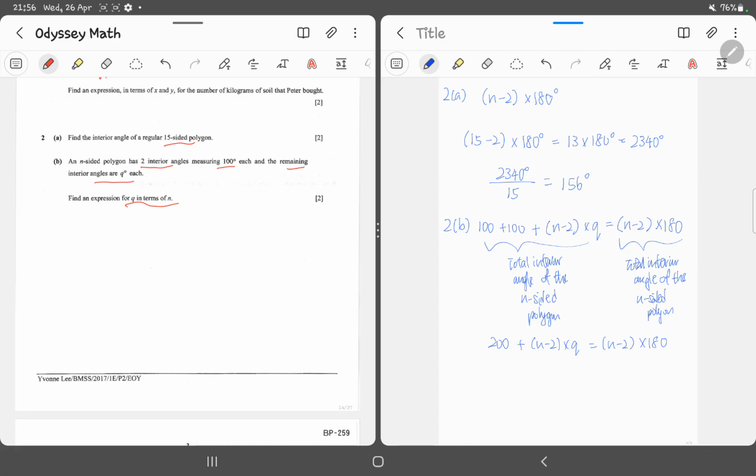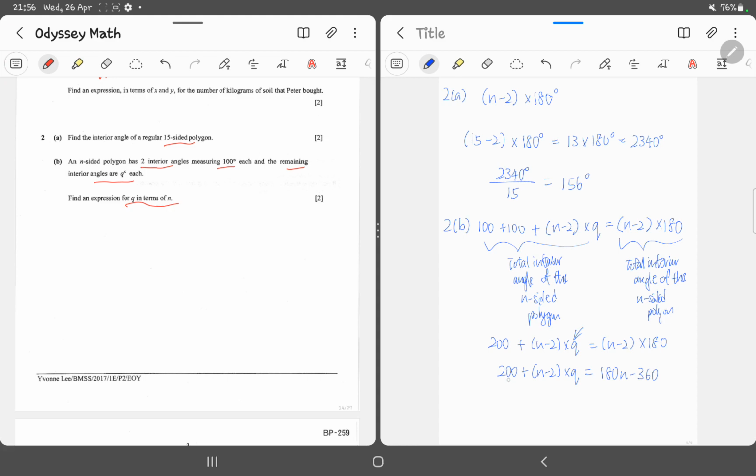But we don't have to expand this, okay? Because q is the subject that we want to make. So let's keep it outside, (n minus 2) times q. But for the right hand side, we can expand it. It will be 180 times n is 180n, and 180 times minus 2 is minus 360.